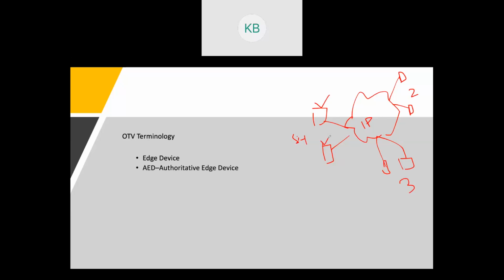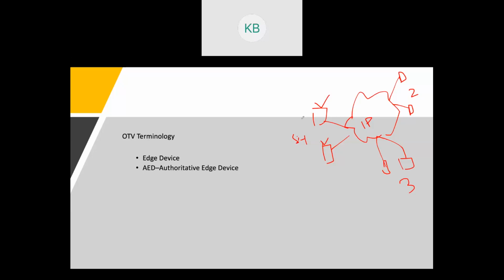Next, authoritative edge device. As we talked about in the previous slide, not both edge devices are going to be forwarding the traffic for the same VLAN. If one device is going to be forwarding traffic for the odd VLANs, then the other edge device is going to forward the traffic for the even VLANs. So whichever device is the active forwarder for certain VLANs is called the authoritative edge device.